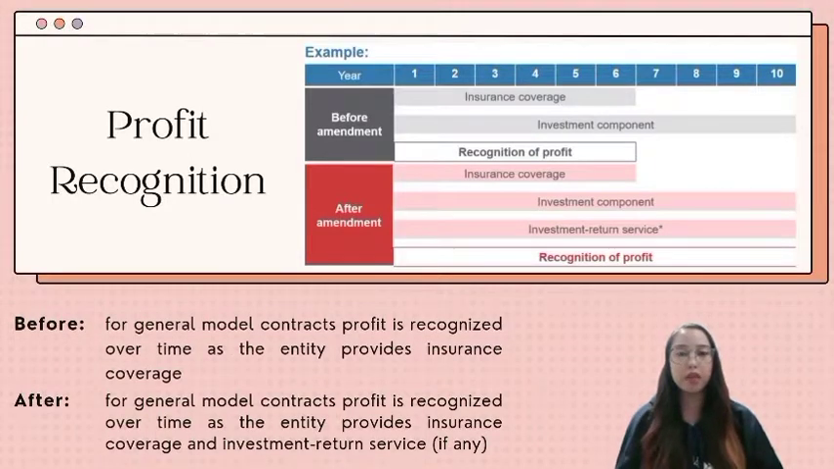So next naman po is about profit recognition. So before, for general model contracts, profit is recognized over time as the entity provides insurance coverage.